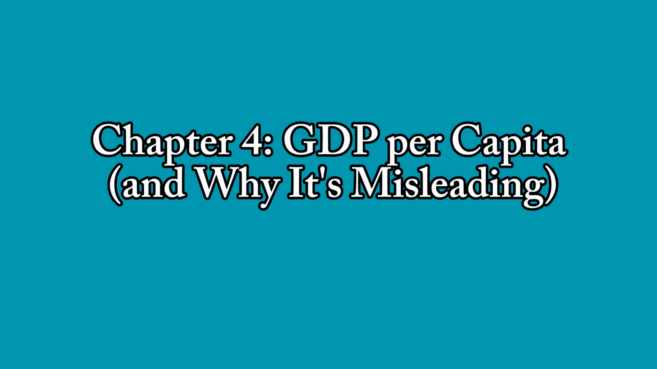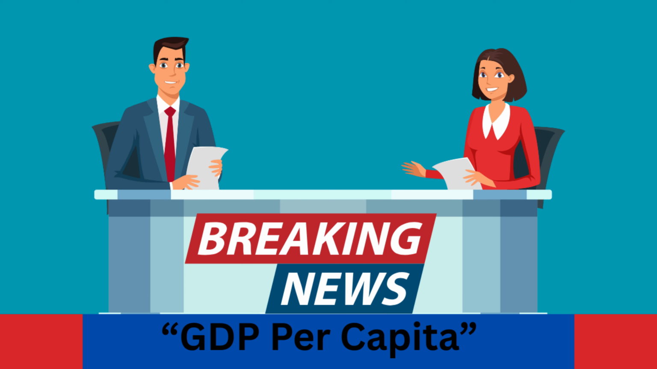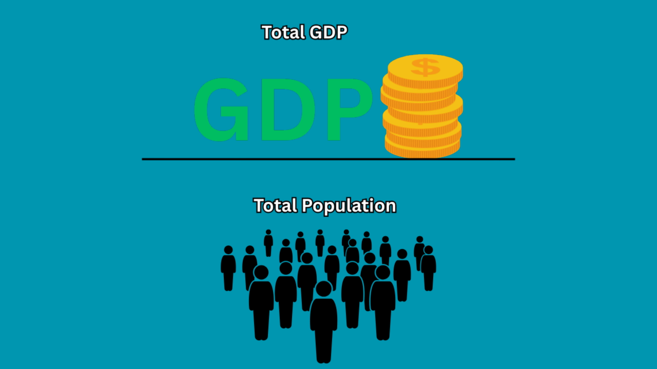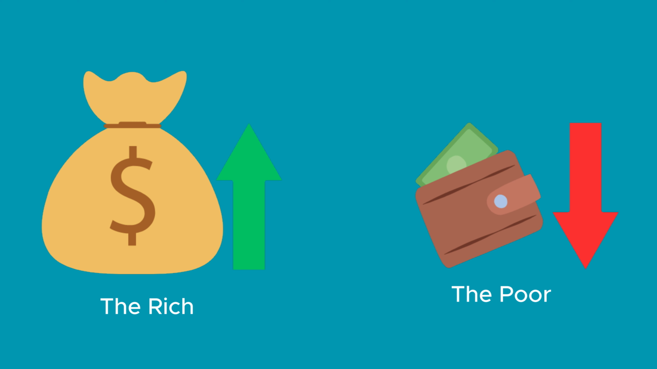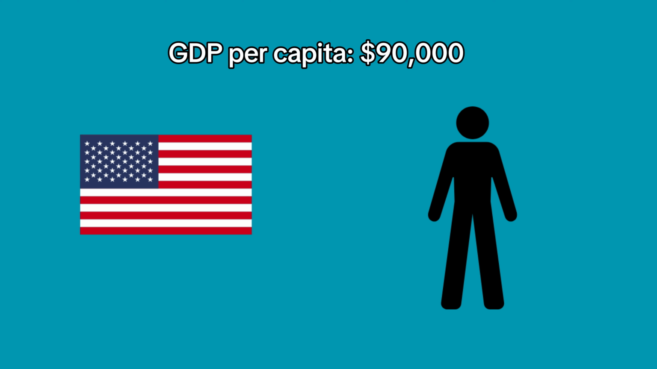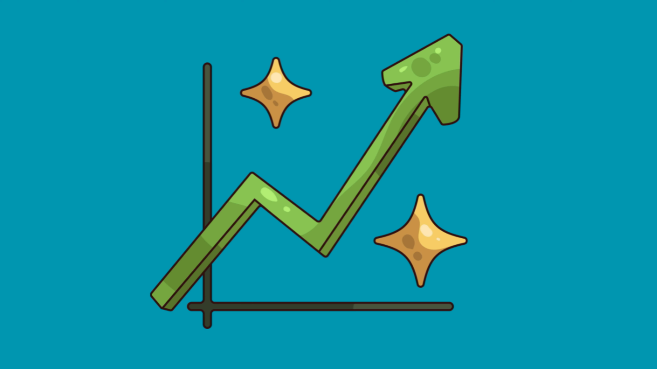GDP per capita and why it's misleading. You might also hear the term GDP per capita. It means a country's total GDP divided by its population. And a high GDP per capita doesn't mean everyone is doing well. The rich can be getting richer while others struggle. For example, in the United States, GDP per capita is around $90,000 per person, which sounds very high.